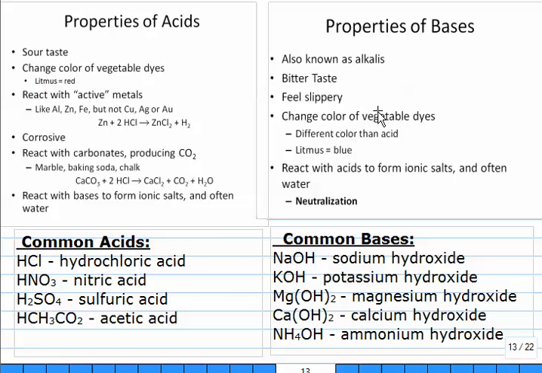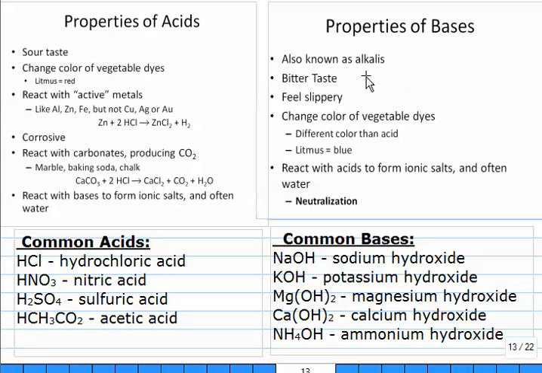Now, bases are very different. They have sort of the opposite properties. So they're sometimes called alkalis. For example, we remember group 1 and group 2 are the alkali metals and the alkaline earth metals. And that is because when they react with water, they form solutions that are basic, that contain bases. Okay? They are associated with a bitter taste, and there aren't too many common examples of this.